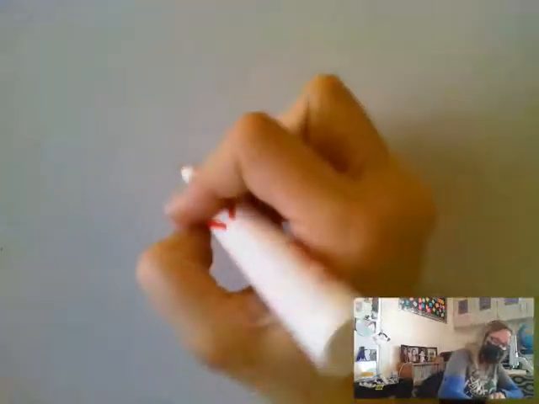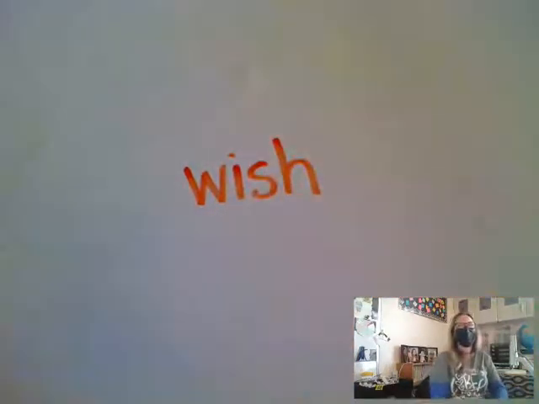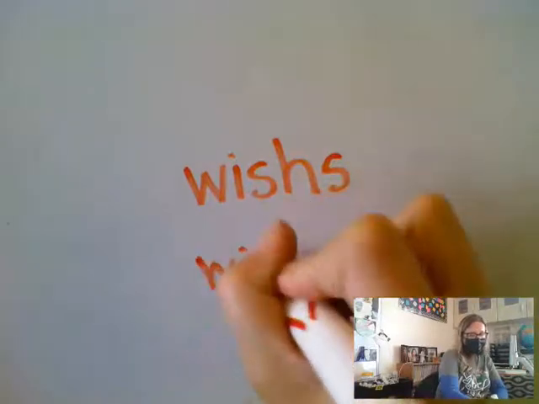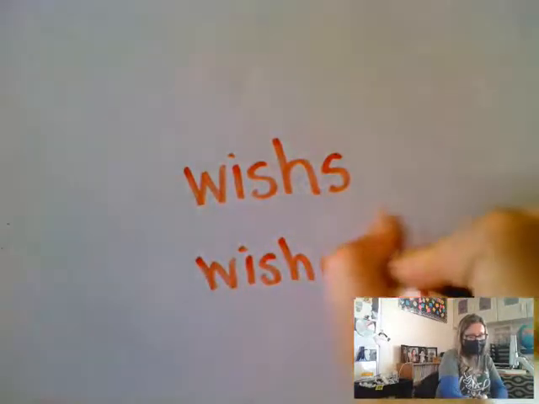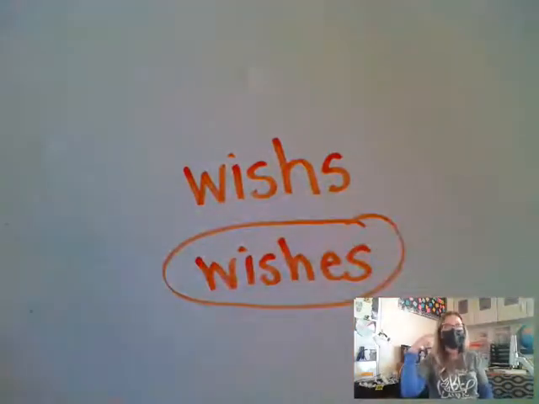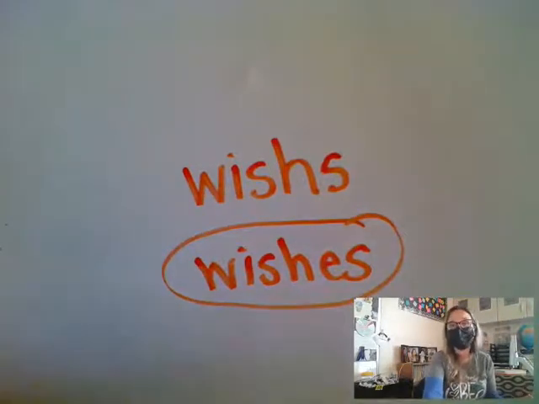Now, when it's my birthday, I love blowing out the candles and making a wish. Okay? If I have 2 cakes, I get to make 2 wishes or 2 wishes. Ava June? Wishes. So you can tell just by listening whether it needs an S or an ES.